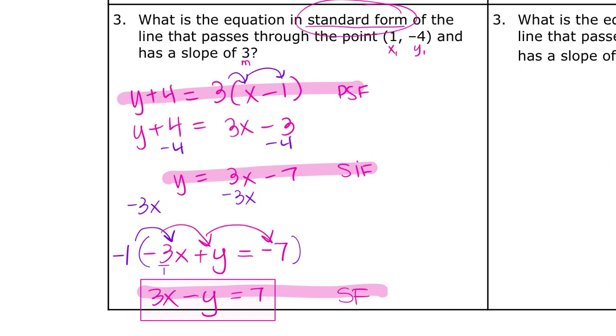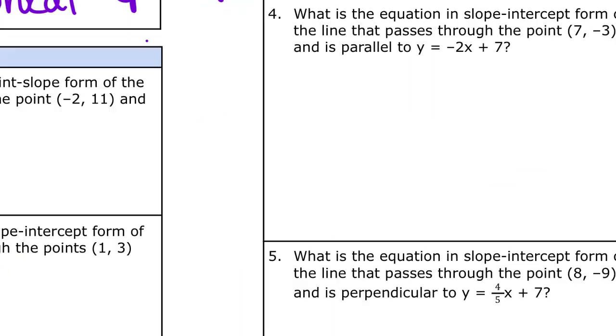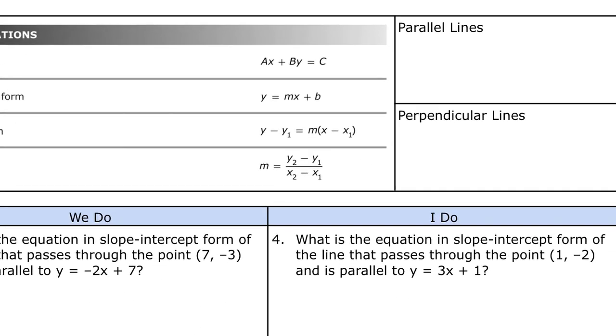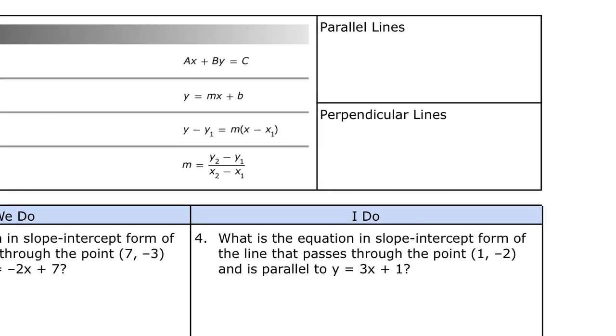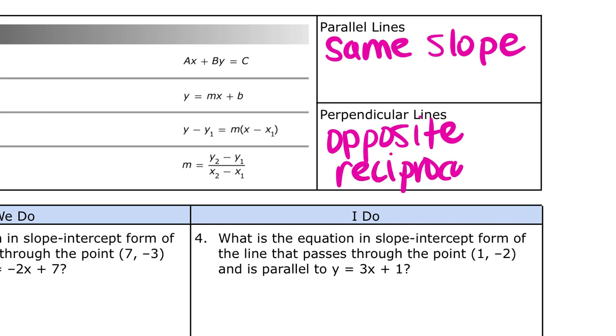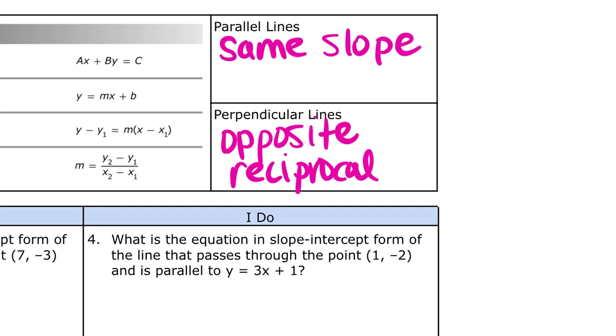Okay, now let's take a look at the back of our review. So I put all the same formulas there at the top again, just so we wouldn't have to be flipping back and forth. And as a reminder, parallel and perpendicular lines. Parallel have the same slope, and perpendicular have opposite reciprocal. Meaning if you had 5 over 7, you would switch it to negative 7 over 5. The numbers change positions, and one's positive, one's negative. Okay.